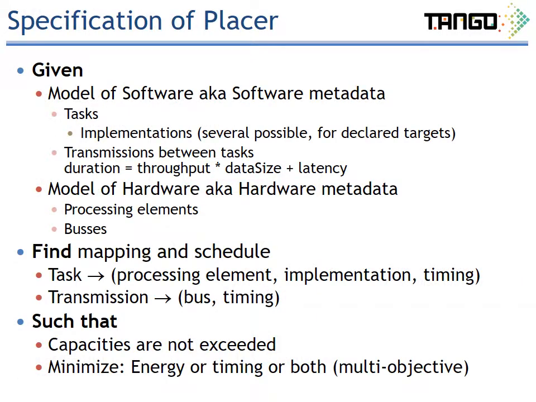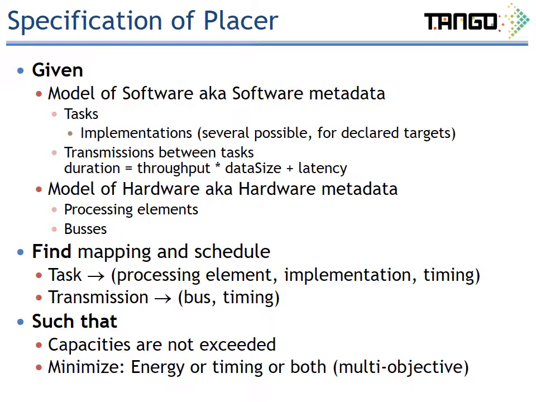So here you have a more complete specification of Placer. Given the model of the software and the model of the hardware, it finds a mapping and a schedule such that capacities are not exceeded, etc. The model of the software is sometimes also referred to as the software metadata and includes tasks and transmission. Tasks can have several implementations. That's the interesting part. Placer will then need to choose which implementation for each task is to be used.